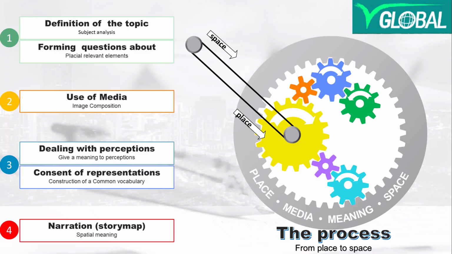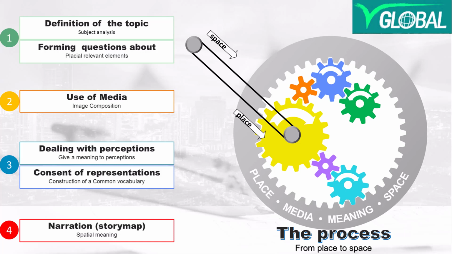There are 4 steps in this process. The first step concerns the analysis of the subject. Before data collection, the group discusses the problem according to their interests. By forming questions, they define the relevant local elements that best correspond to the topic. The second step deals with data obtained through technological means. We will discuss this later.